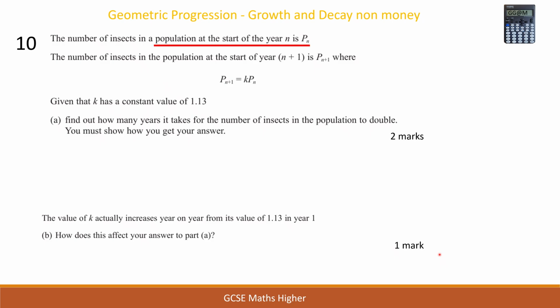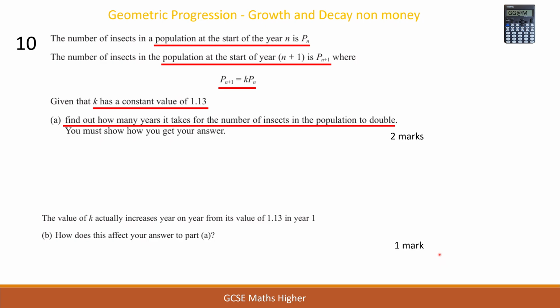So hopefully you've managed to have a think about this question and work out what your answer is. You're told the population at the beginning is n, and at the start of the next year is n plus 1, and it's connected with p of n plus 1 is equal to k times pn. And you're told that k has a value of 1.13. You've got to work out how many years it takes for the number of insects in the population to double. You must show how you get your answer, and this is worth 2 marks.